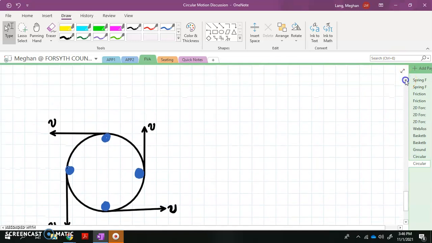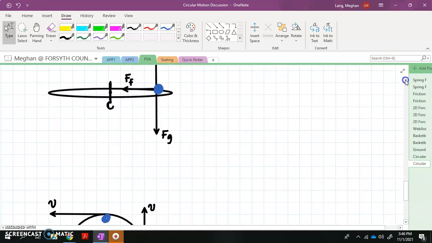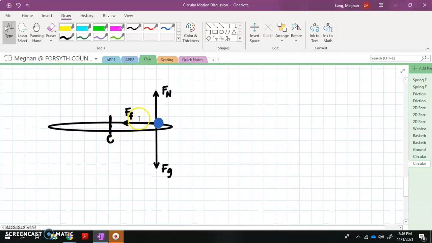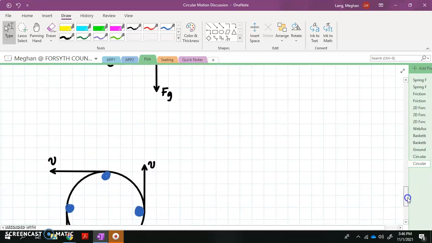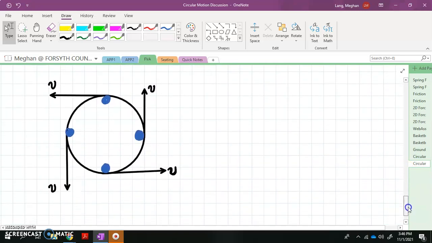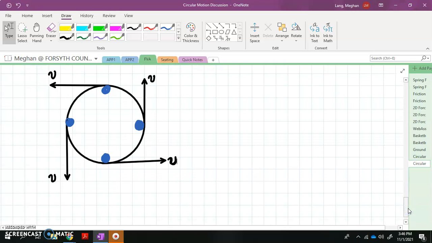So if this scenario is the same as this scenario, then it would be this force of friction pointed towards the center that would be causing an acceleration. This would be the force pulling it in towards the center of the circle, keeping it in the circular motion, therefore changing the direction of the velocity.